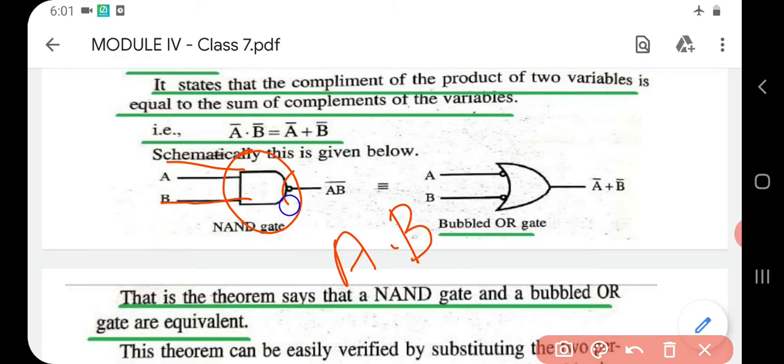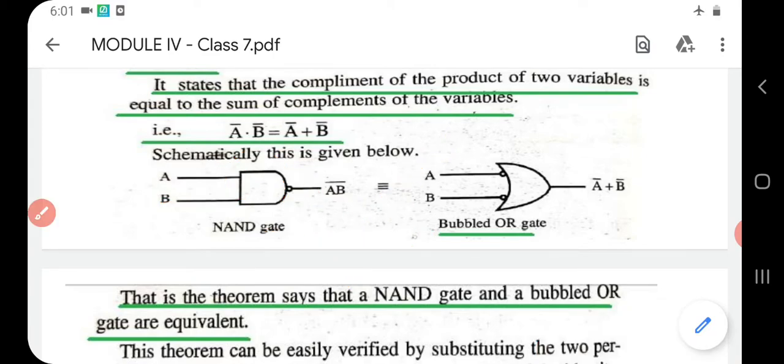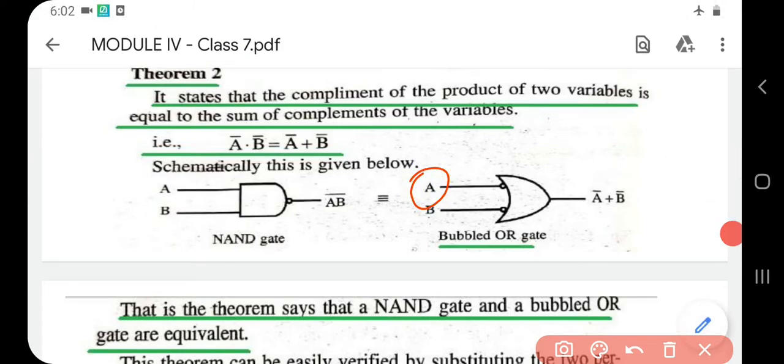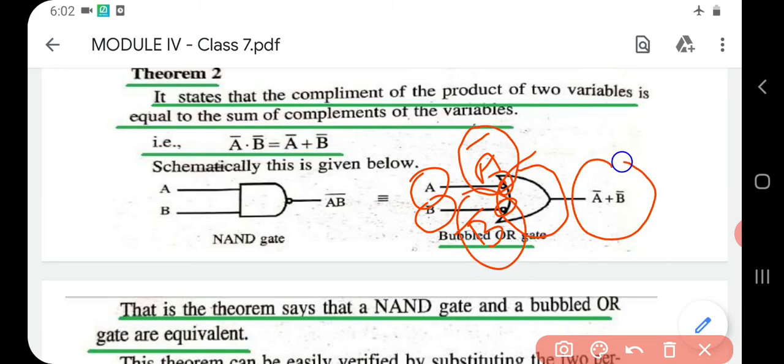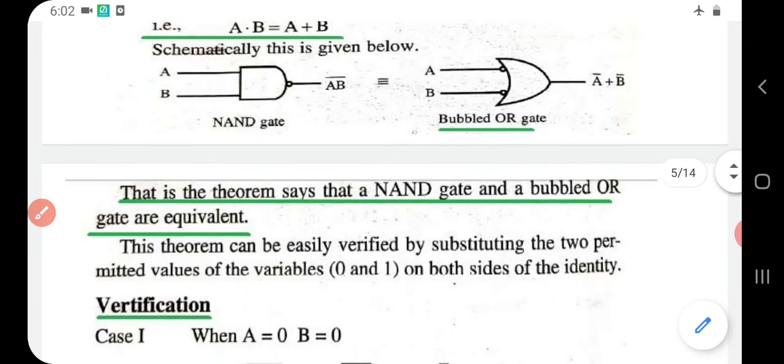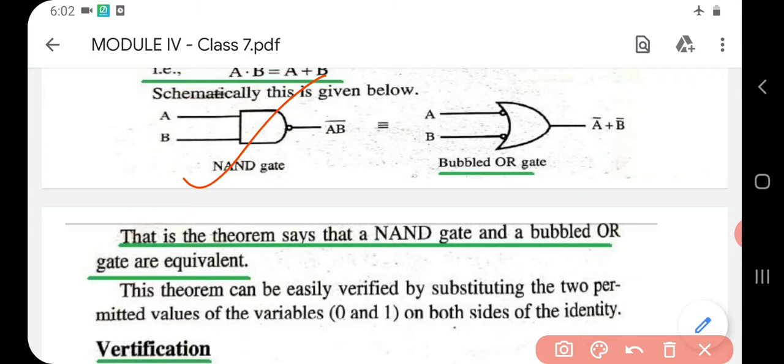Okay, now since there is a bubble, you will call it a NAND gate, so the output will be a complement also. So a bar dot b bar is equivalent to a bar plus b bar. Just here there is a bubble, so what will happen? This a, when it reaches here, will be a bar. When this b reaches here, it will be your complemented b bar. Now since this is an OR gate, this a bar and b bar will be added, so the output will be a bar plus b bar. So we can say that a NAND gate is equivalent to a bubbled OR gate.